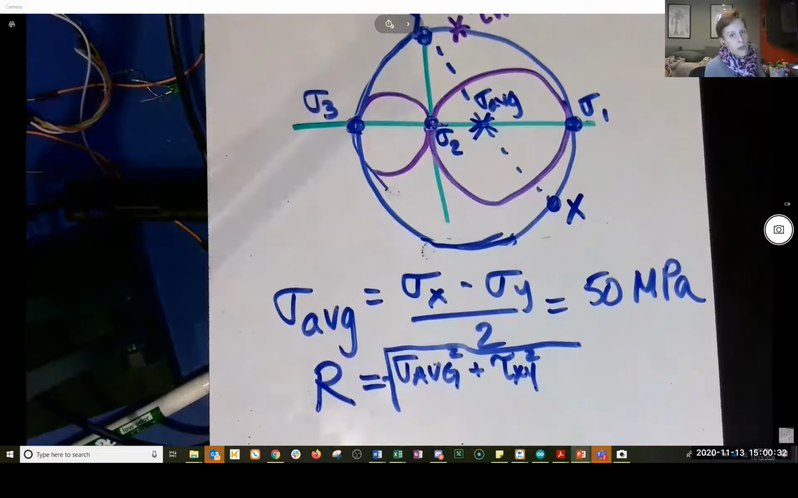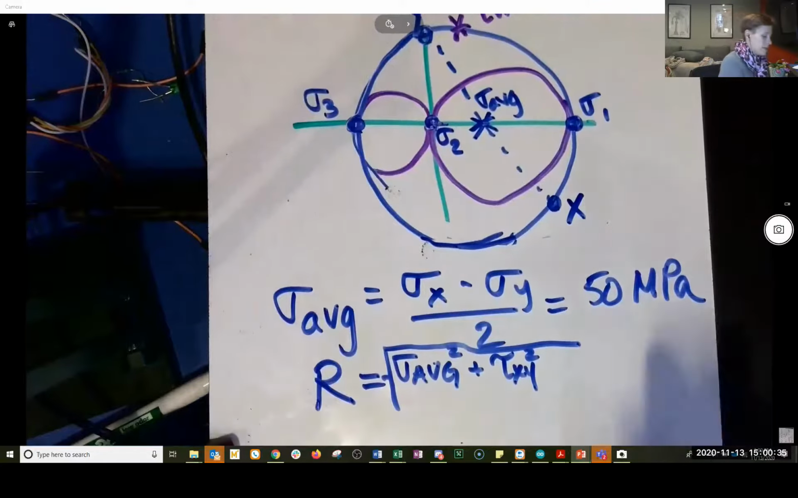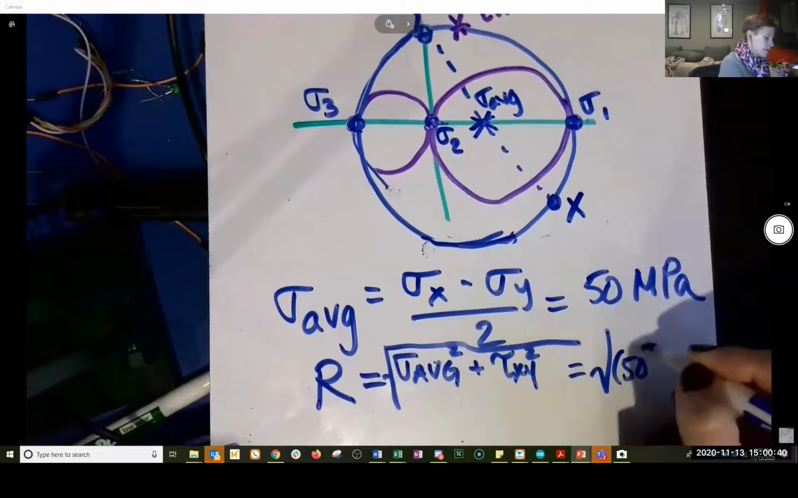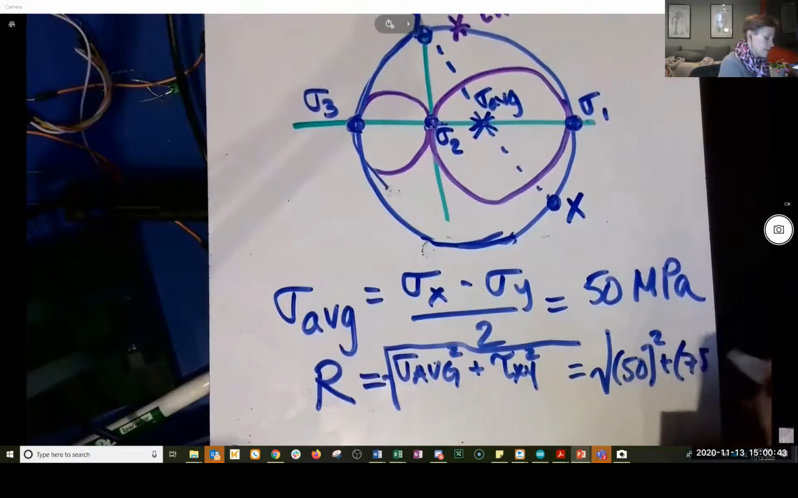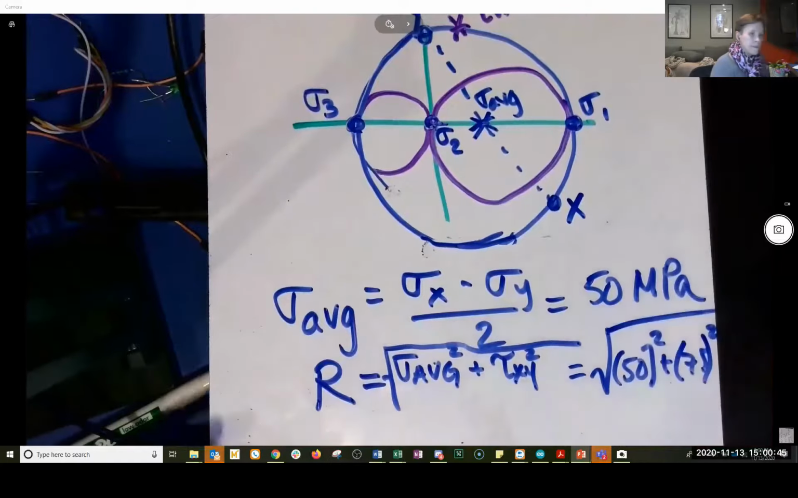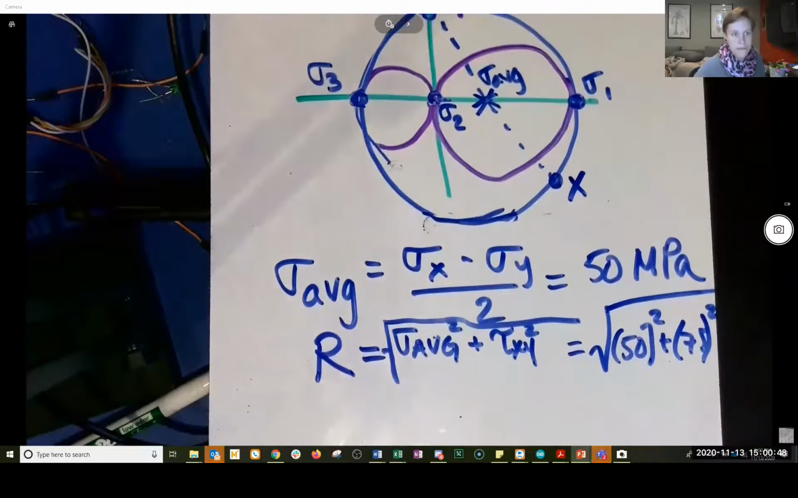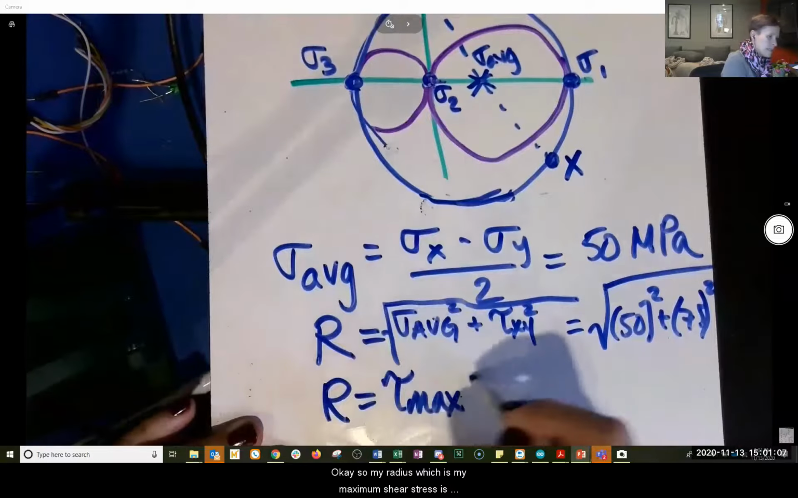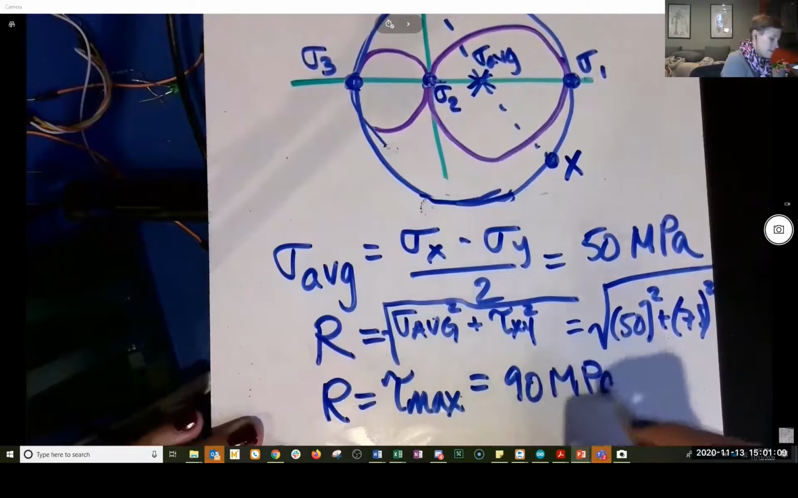If my writing is ever so sloppy, you're not sure what I wrote, please just say so. So it's the square root of 50 squared plus 75 squared. And that gives us a number. I'm sure it's a very good number. It's about 90. Yeah, I'm going with 90. Okay, so my radius, which is my maximum shear stress, is 90 megapascals.